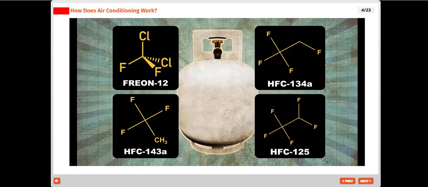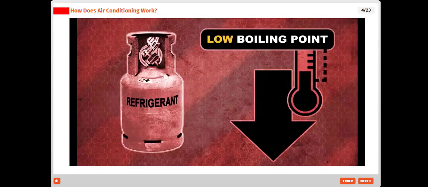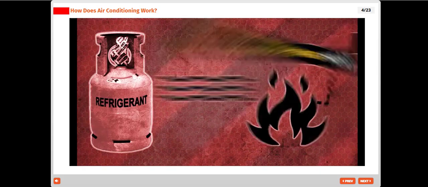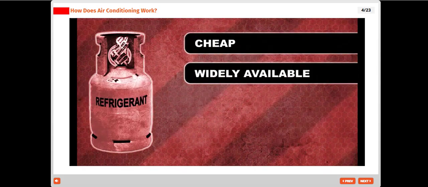A refrigerant needs to have a pretty low boiling point, and one that can be adjusted to where you want it by changing the pressure on it. It should also be pretty good at conducting heat and be able to absorb a lot of heat as it boils. And then it needs to be cheap, widely available, and as non-flammable and non-toxic as possible. That all kinda narrows your choices of chemical.